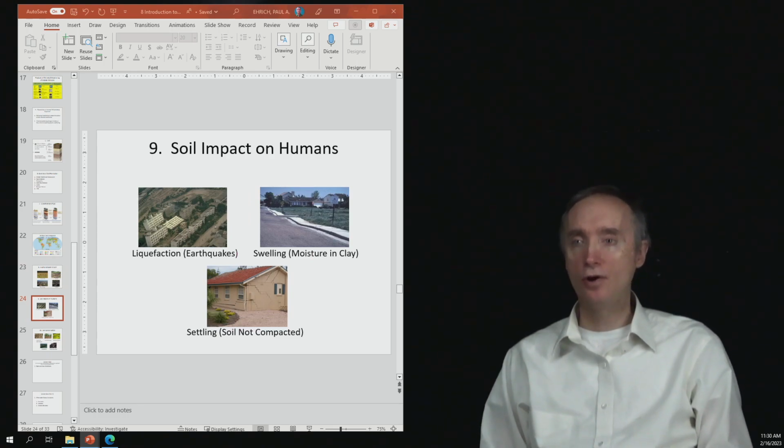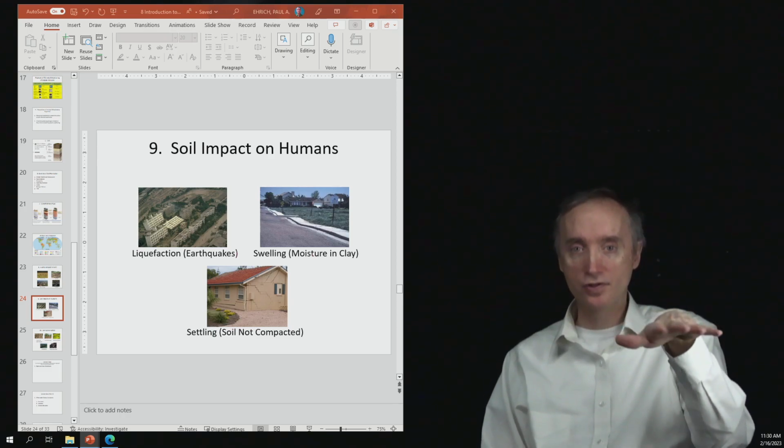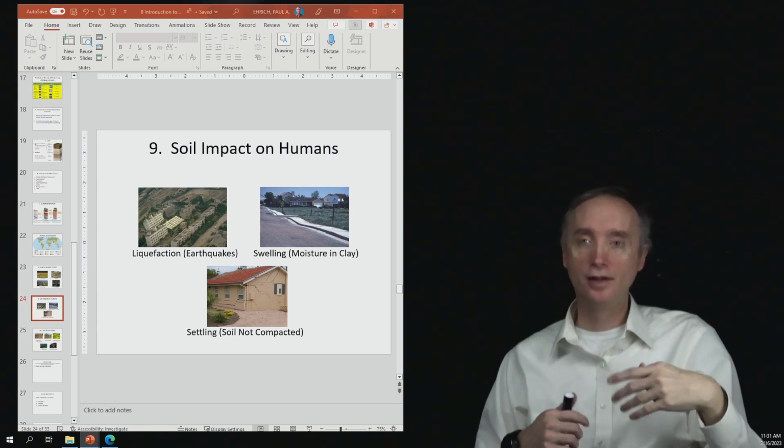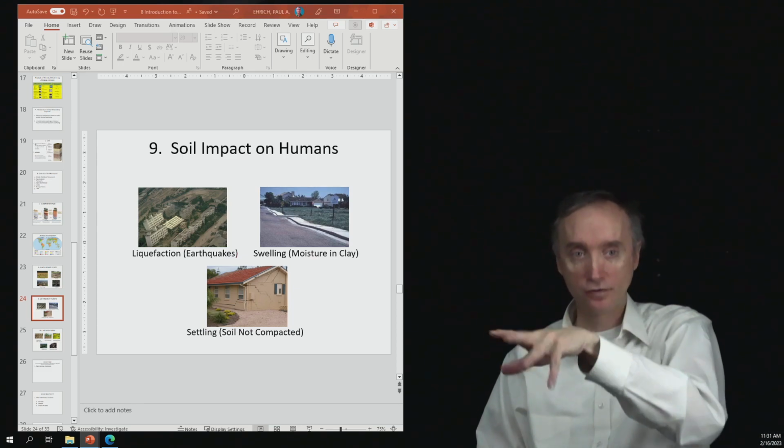Okay, so now that we know how humans affect soil, how does soil affect humans? The first one is called liquefaction. This occurs during an earthquake whenever you have loose soils and they start to jiggle. When those soils are jiggling, they don't actually turn into a liquid, but they behave like a liquid. They have the ability to flow.